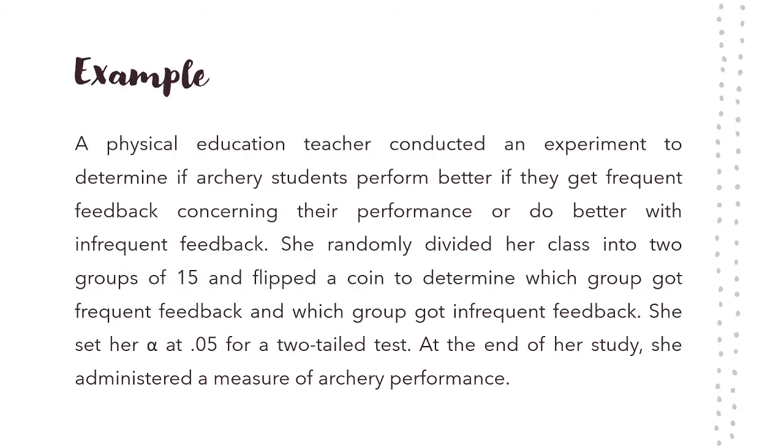So let's have an example. A physical education teacher conducted an experiment to determine if archery students perform better if they get frequent feedback concerning their performance or do better with infrequent feedback. She randomly divided her class into two groups of 15 and flipped a coin to determine which group got frequent feedback and which group got infrequent feedback. She set her alpha level at 0.05 for a two-tailed test. At the end of her study, she administered a measure of archery performance.